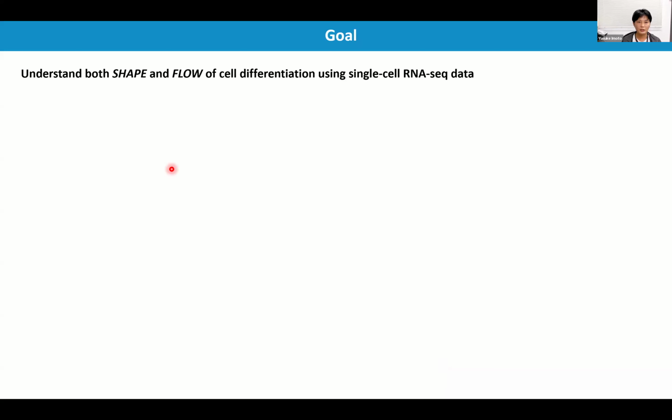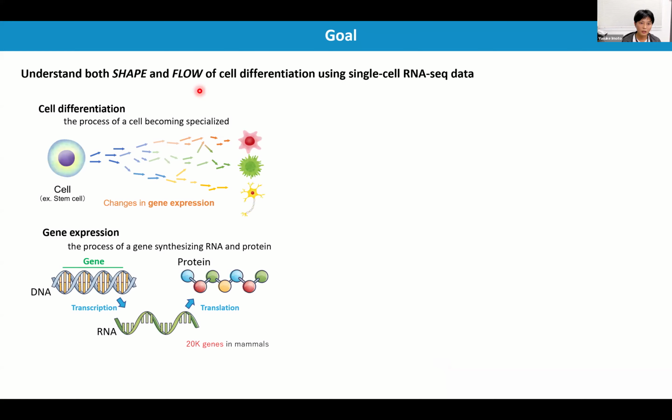The goal of this study is to understand both the shape and flow of cell differentiation using single-cell RNA-seq data. Cell differentiation is the process of a cell specializing into other cell types. In this process, cells change their gene expression levels. Gene expression is the process of a gene synthesizing RNA and protein.